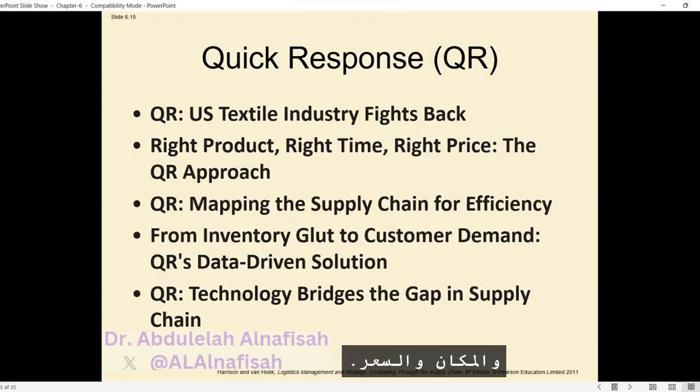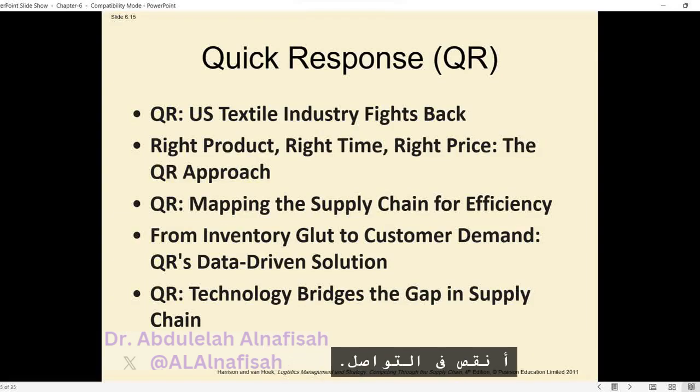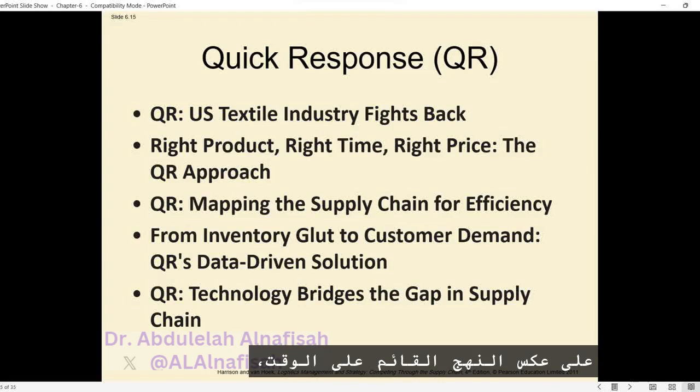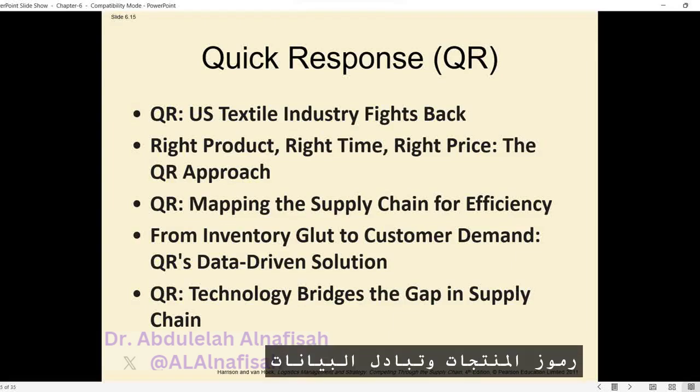place, and price. QR takes a holistic supply chain perspective, mapping the entire process from raw materials to final product delivery, evaluating key performance measures such as lead times and inventory levels. The analysis revealed that excessive inventory was mainly due to a lack of communication among supply network organizations. Unlike a time-based approach, QR uses actual customer demand to drive product flow, relying on information technology, including uniform product codes and electronic data interchange (EDI).